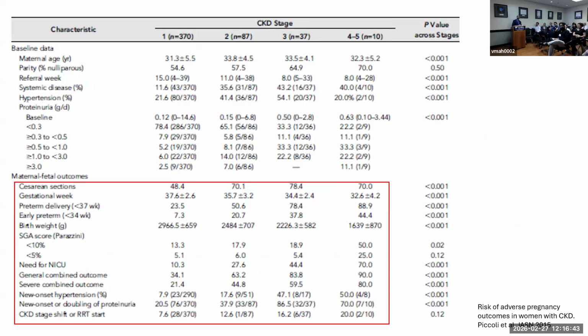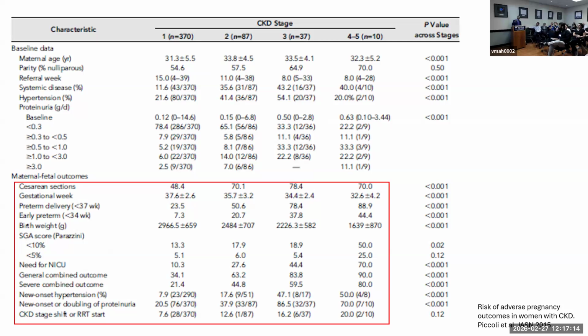Now, they found that as your chronic kidney disease progresses, as you go from stage 1 to 2 to 3 to 4 and 5, you have an increase in cesarean sections, babies are born earlier, gestational week goes down, preterm delivery goes up, you have an increase in early preterm delivery, and you have smaller babies because birth weight is down. So basically, they found that all the outcomes are worse as your kidney disease gets worse.